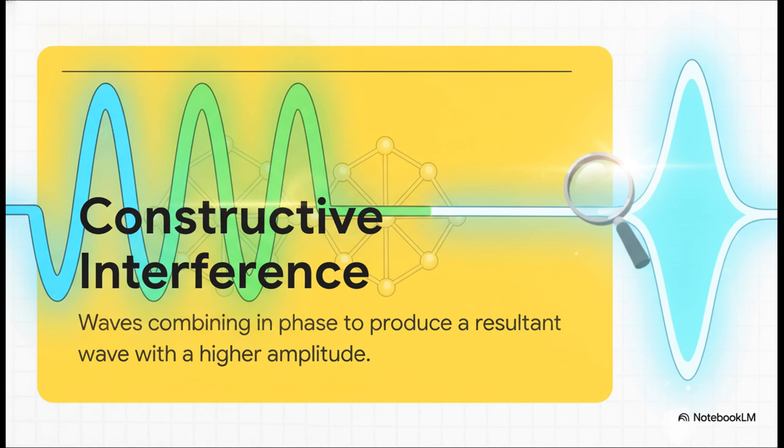If the waves are perfectly in phase, meaning their crests and troughs match up at the exact same time, they stack together, and boom. This produces a resultant wave with a much higher amplitude. This amplified signal is what we call constructive interference, and I can't stress this enough, it is the very basis of the diffraction signal we measure in the lab.